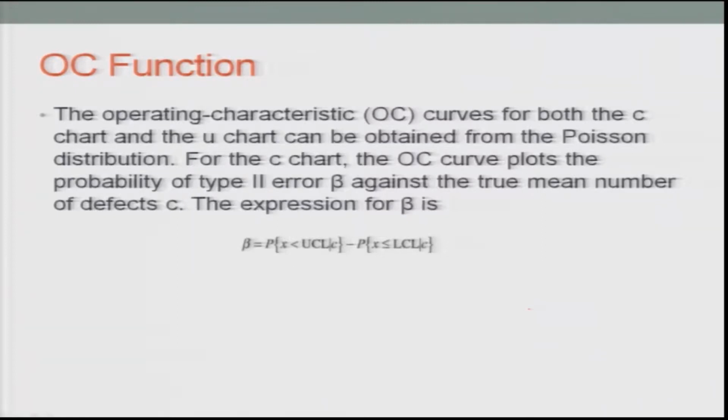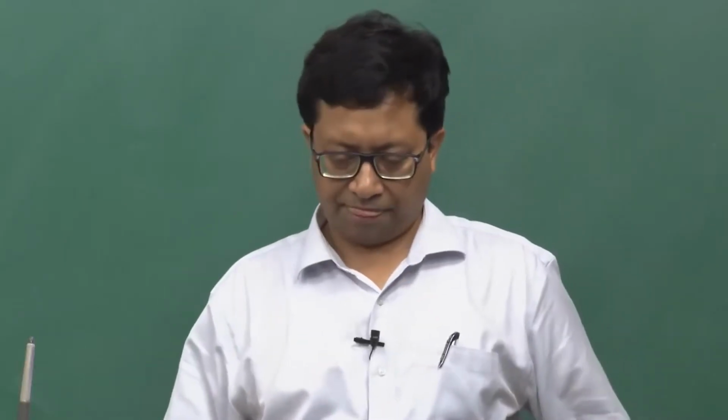Operating characteristic curves for both the C and the U charts can be obtained from the Poisson probability distribution. For the C chart, the OC curve plots the probability of type 2 errors against the true mean values. The expression for the value of beta is given. Given C, we want to find the probability of x being less than the upper control limit and x being less than the lower control limit, and you find the difference of these probabilities and can comment on the value of beta.